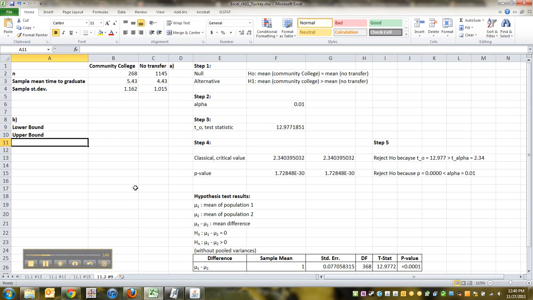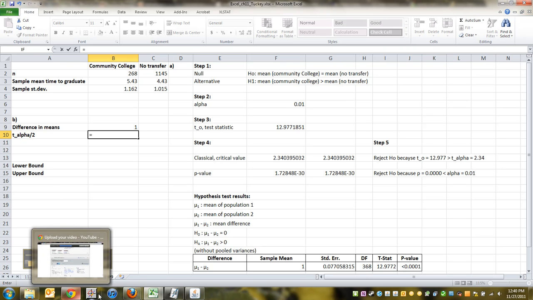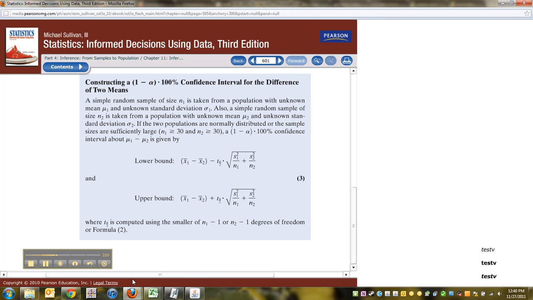So let me go in here. Before I can do the lower bound and upper bound, the first thing I need is the difference in means, which is going to be equal to this minus that, which is 1. Hey, that's handy. And then we're going to need t alpha over 2. Now, I didn't find this before because I was doing a right-tailed test. But this is going to be a two-tailed thing because it's a confidence interval. Let's see, what level confidence interval did they want? Ugh, I don't have it down.